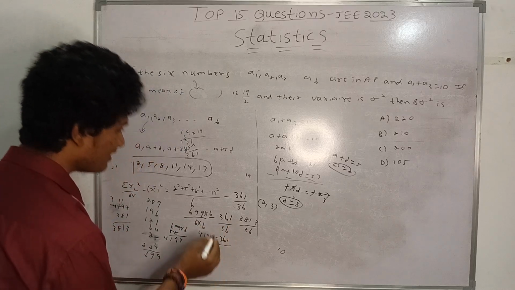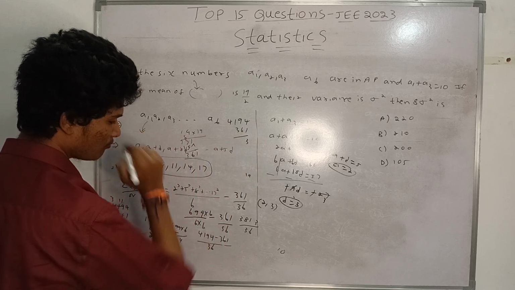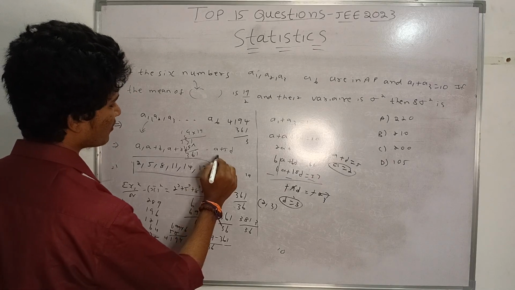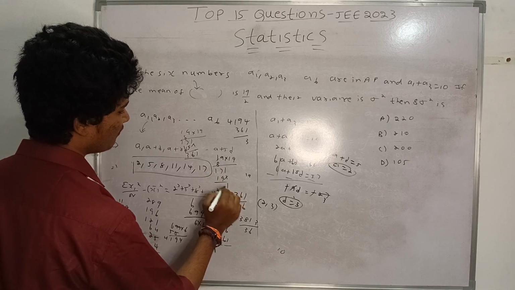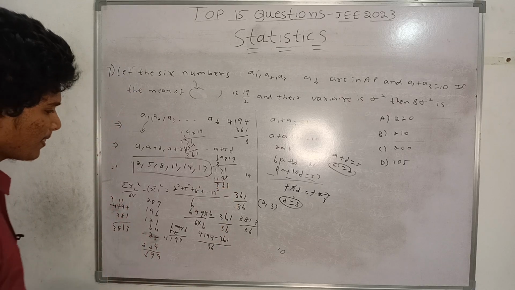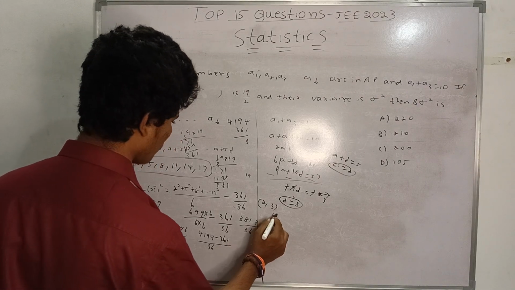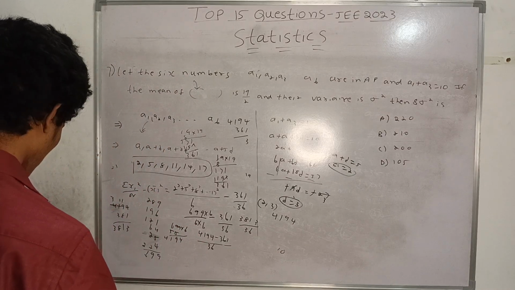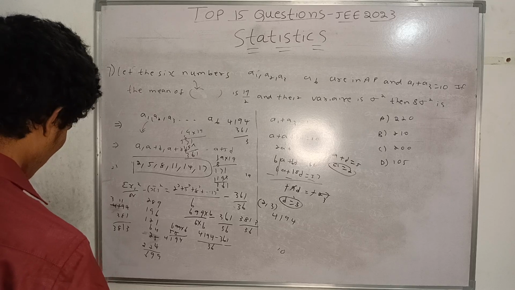So basically, it is silly mistakes only that make you lose marks easily. 19 into 19, 9 9s are 81, 1 9s are 9, it is 361. Yes, it is 361 only. 4194 minus 361 divided by 36.